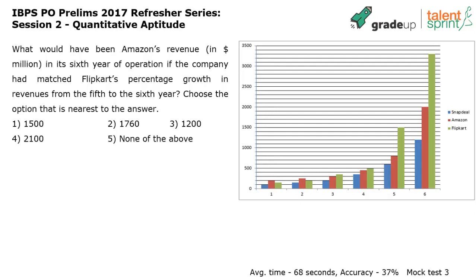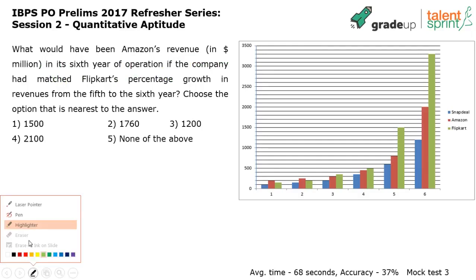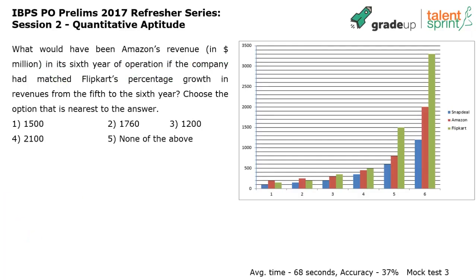Next one here on your screens now. Same data. He says, what would have been Amazon's revenue in $1 million in its 6th year of operation if the company had matched Flipkart's percentage growth in revenues from 5th year to 6th year? Choose the option that is nearest to the answer. So he's asking us to do an approximate calculation there. You can do an approximate calculation.